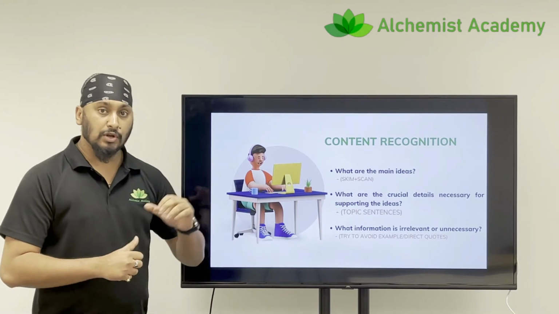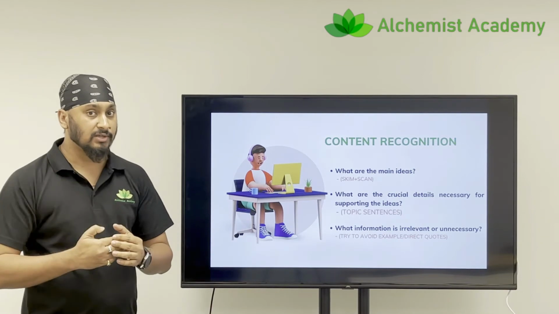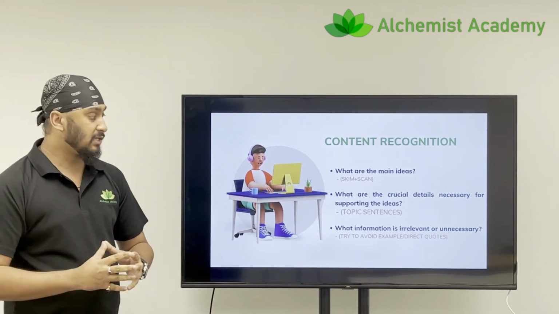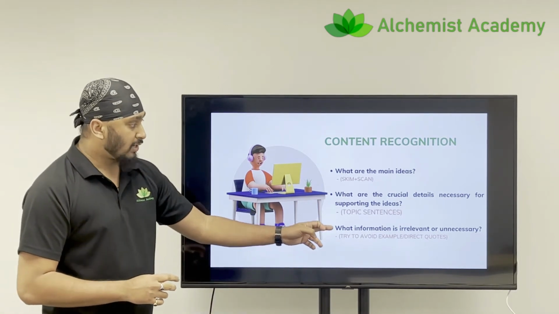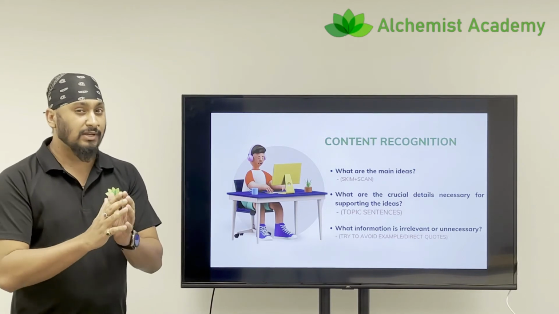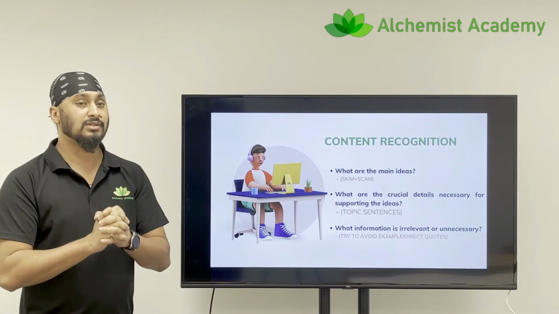You need to focus on topic sentences. Now, topic sentences can be found through intro, conclusion, or conjunctions. When I'm solving these questions, have a look, how do I identify topic sentences? And the last question is, what information is irrelevant or unnecessary? That means try to avoid unnecessary examples or direct quotes. Try to avoid those things.